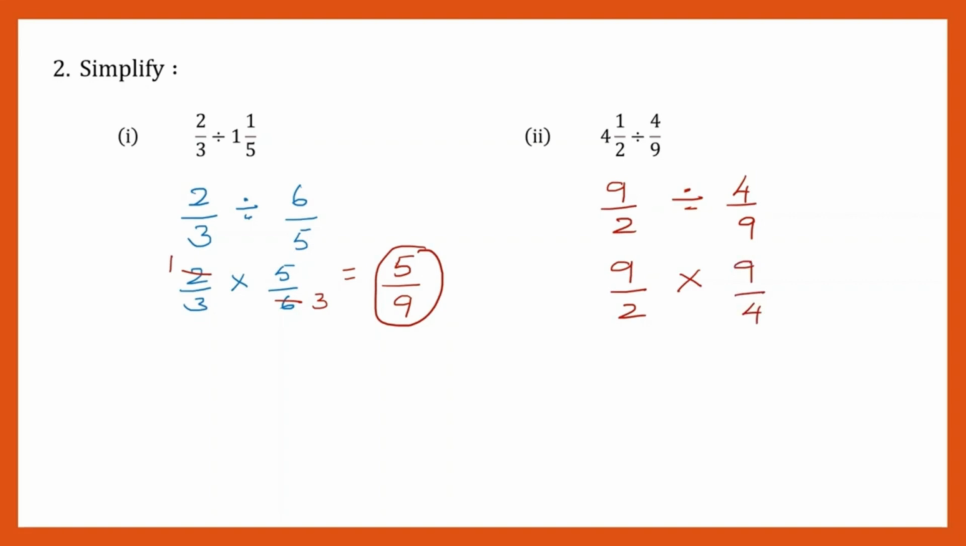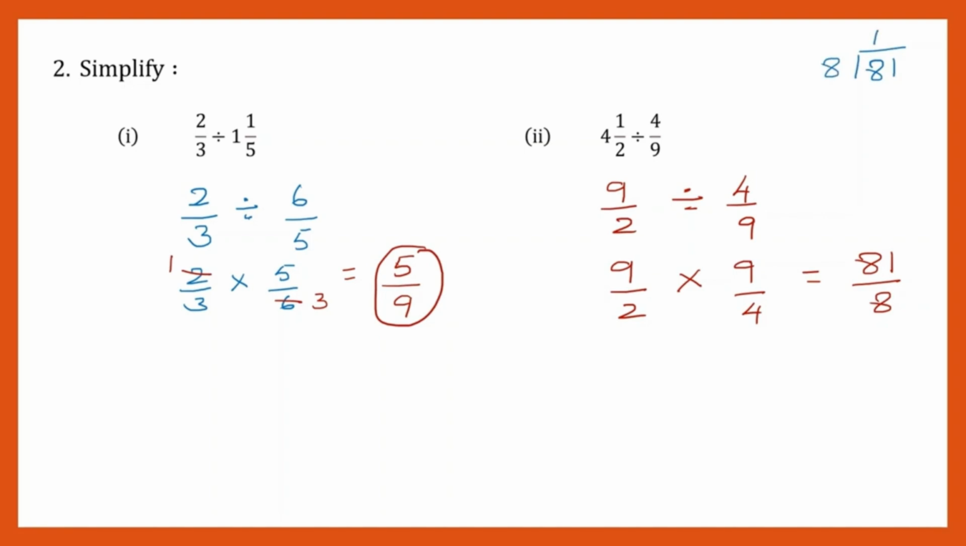Is there something that we can cancel here? There's nothing that we can cancel. So we multiply the numerators. 9 nines are 81 and we multiply the denominators. 2 fours are 8. I've got 81 by 8 and it's an improper fraction. So I have to convert it to a mixed number. So let's divide 81 by 8.